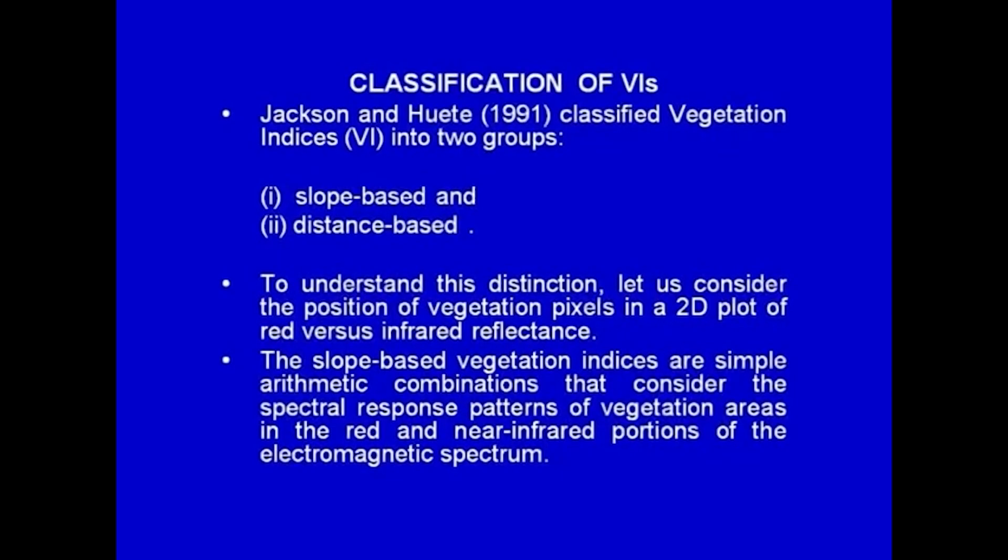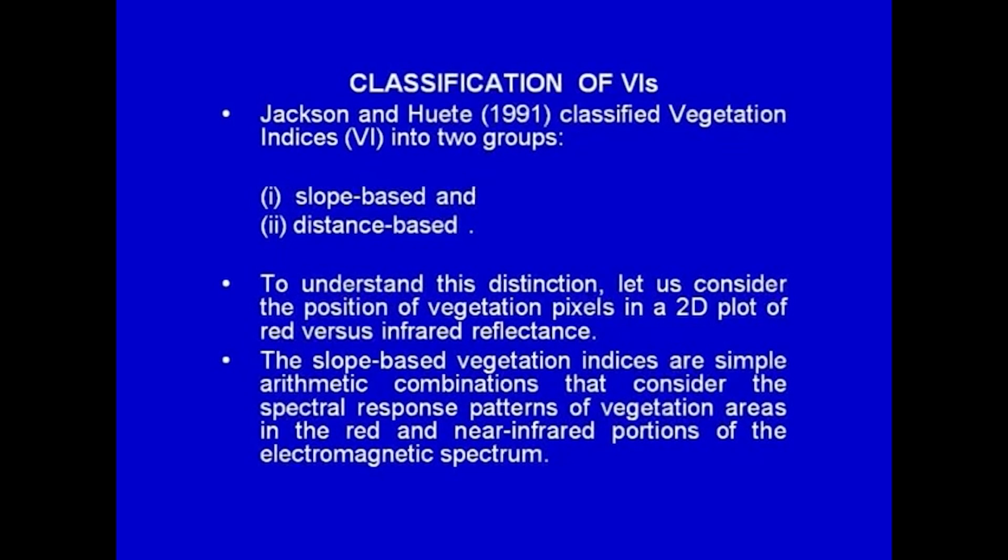Now, let us look at the classification of the vegetation indices. Jackson and Huete in 1991 classified vegetation indices into two broad categories or groups: slope based and distance based. To understand this distinction, let us consider the position of vegetation pixels in a plot of red versus infrared reflectance.